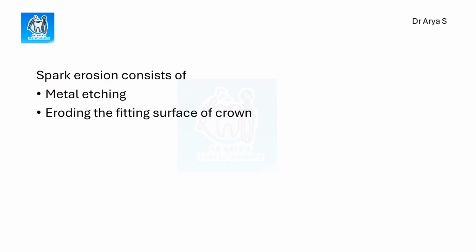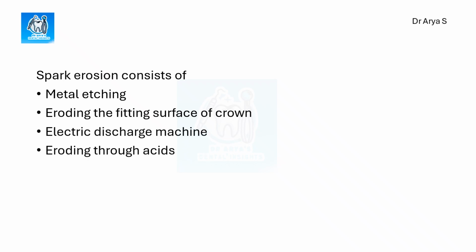What is spark erosion and what does it consist of? Is it metal etching, eroding the fitting surface of the crown, electric discharge machine, or eroding through acids? So spark erosion consists of electric discharge machine.